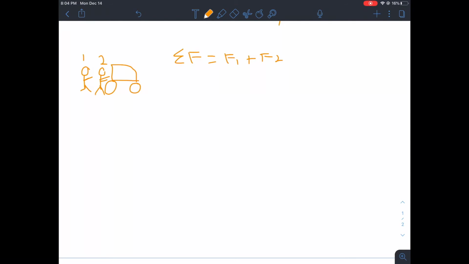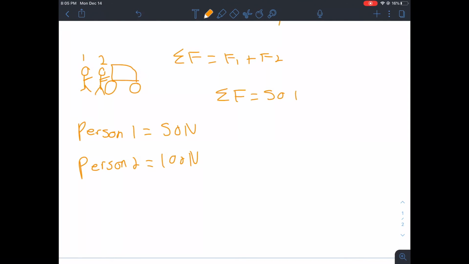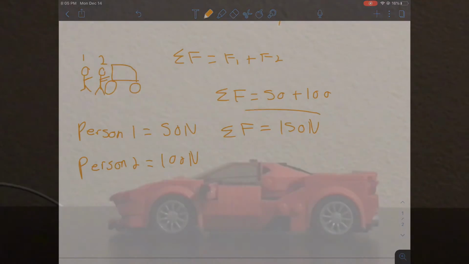So let's say person 1 is pushing with a force of 50 newtons. Let's say person 2 is pushing with a force of 100 newtons. So in order for us to find the net force, we have to add these two up. So net force equals 50 plus 100. So net force is 150 newtons.